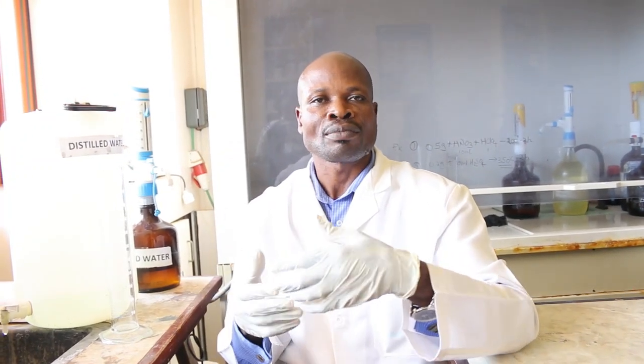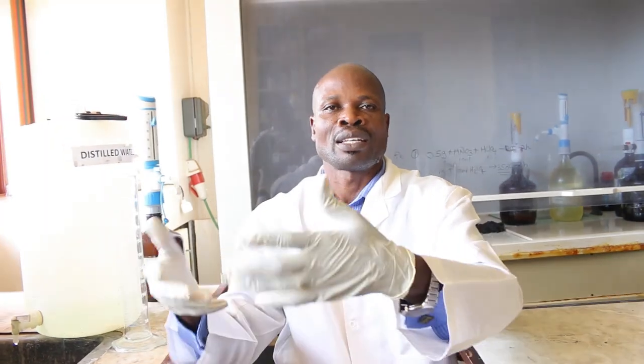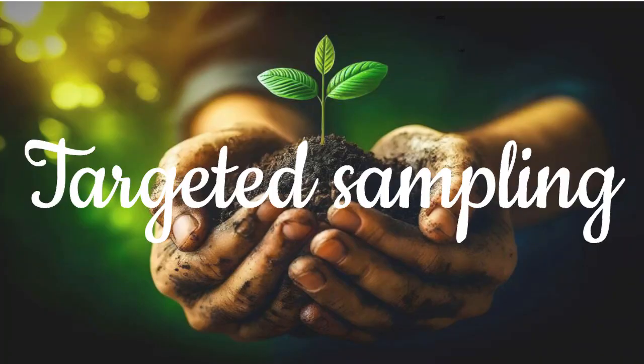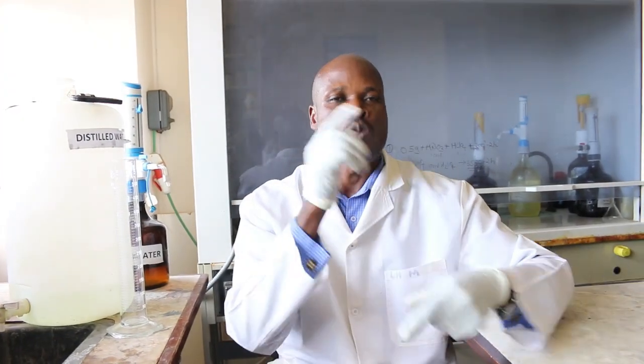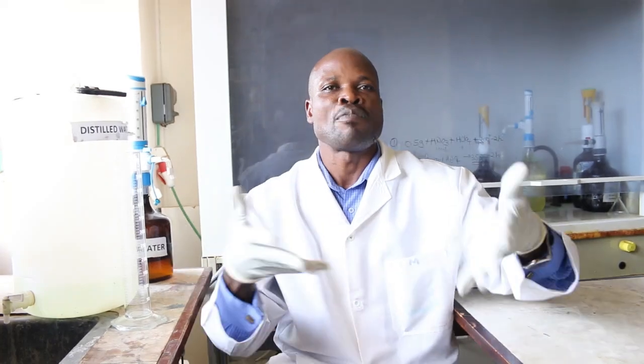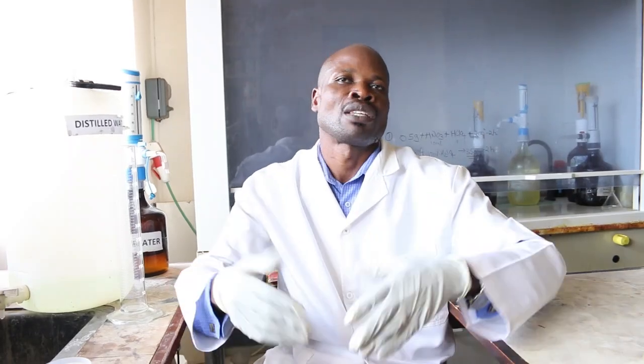Or you can have a targeted sample. Targeted sample is like possibly there are areas where crops are not doing well. So you want to pick a sample, but you are targeting an area where the crops are not doing well. So all this depends on how your farm is and what you need to do. But the most common one is the random sampling.